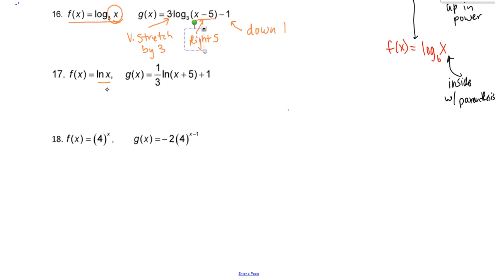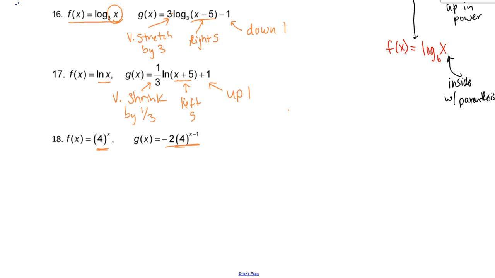Okay, ln of x works the same way as log. This is your inside now. This is still outside, and this is still outside. So this time we're multiplying by a fraction. So that one's going to be a vertical shrink by 1/3. This one's inside, and we're adding, so that's going to be left 5. And this is outside adding, so it's up 1.